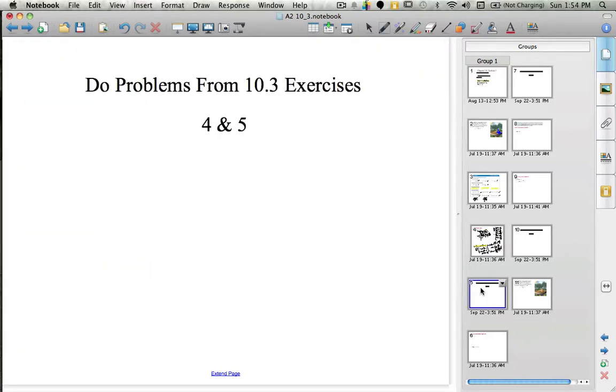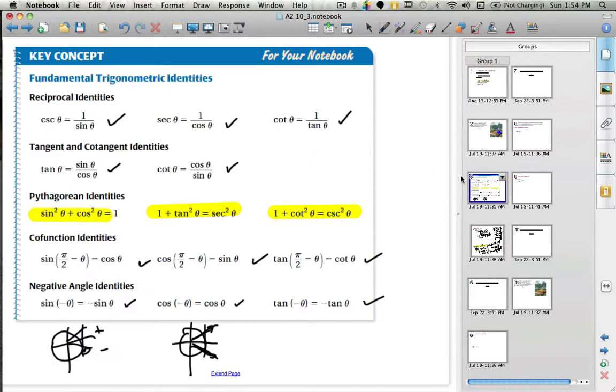Try problems 4 and 5. Pick the appropriate one of these to work with based on what you're supplied. Right? You might work with cotangent squared if they supplied you cotangent. I might work with tangent. I might work with sine or cosine. So you're going to look at these and use whichever one makes the most sense.